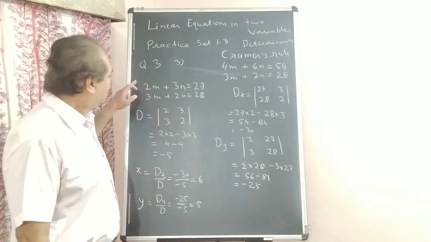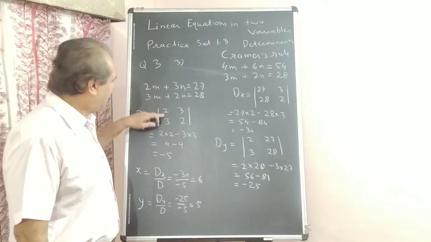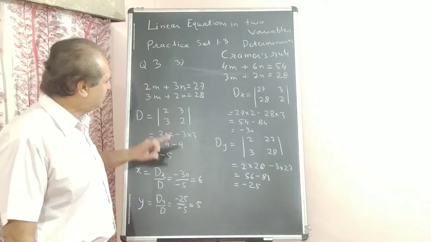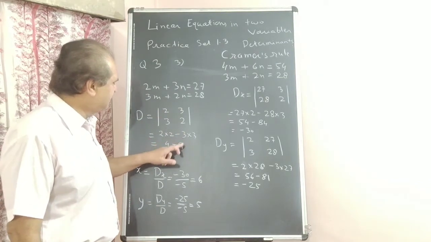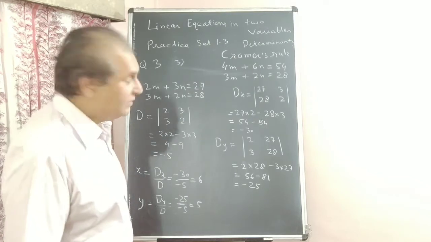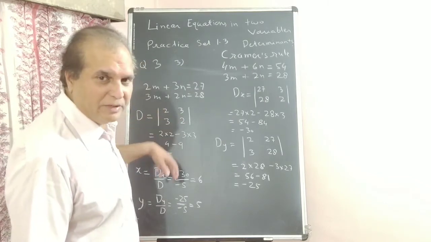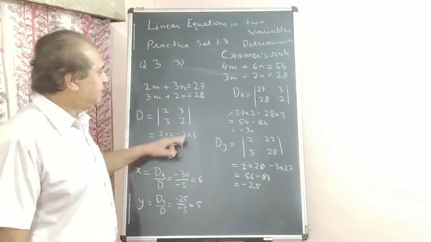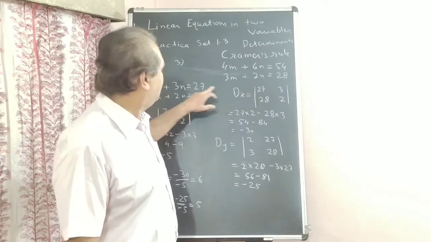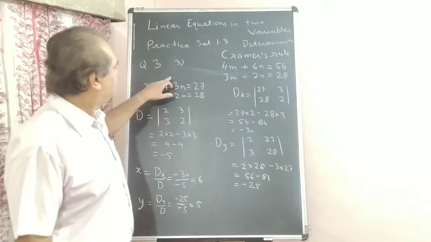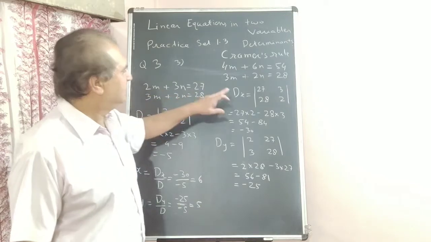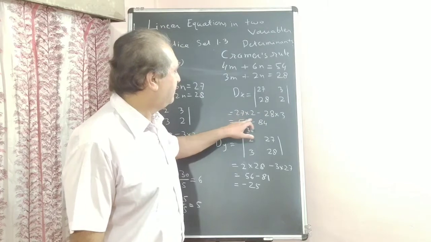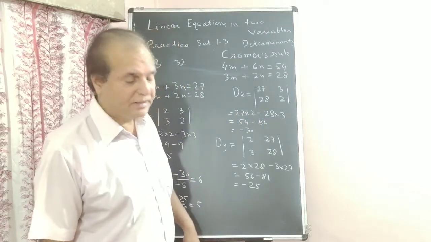Okay, D: 2 3 3 2, a1 a2 b1 b2. Same rule, 2 into 2 minus 3 into 3, 4 minus 9, that is minus 5. You write the formula a1 a2 b1 b2. D we got minus 5. Now Dx: the x position will be 27 28, the y position as it is, 3 2. 27 into 2 minus 28 into 3, 54 minus 84, that comes to minus 30.